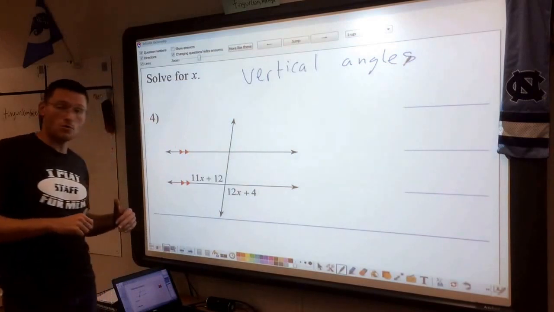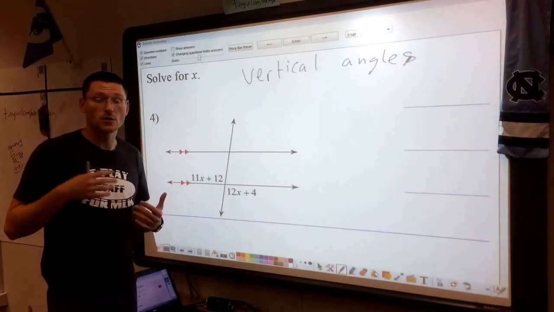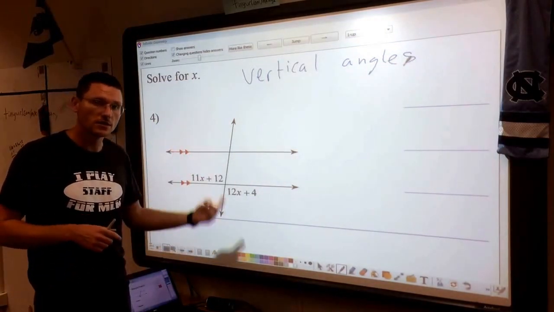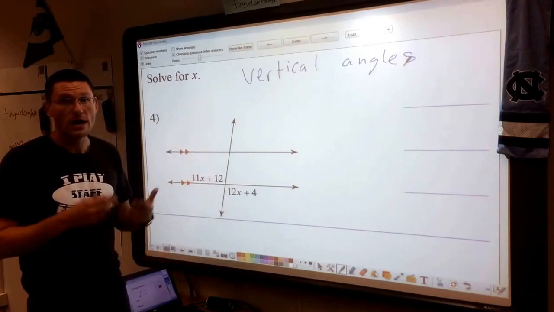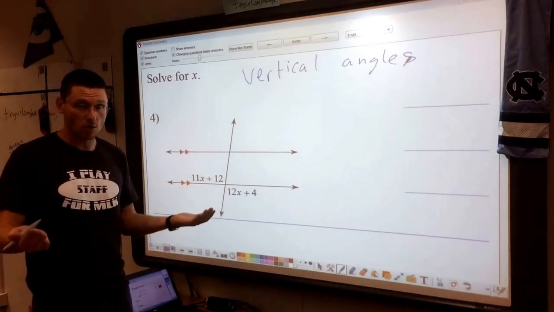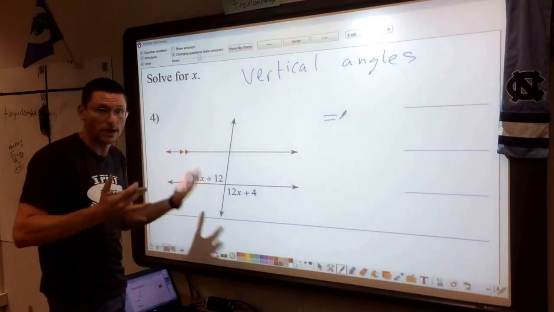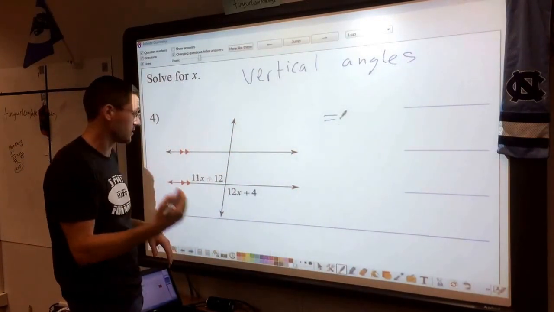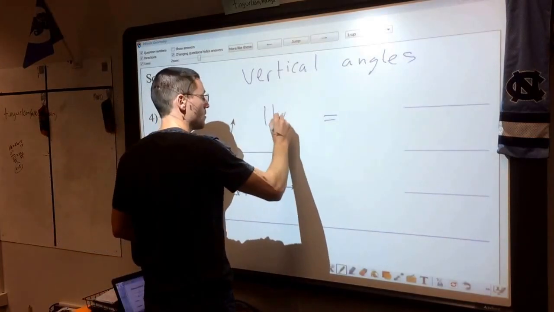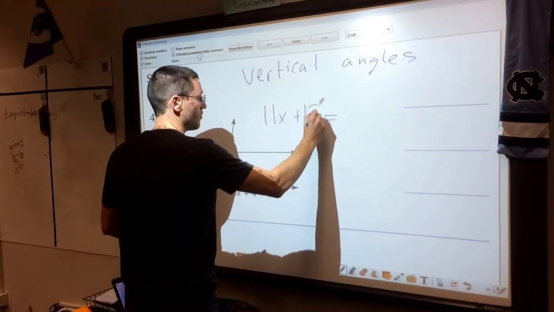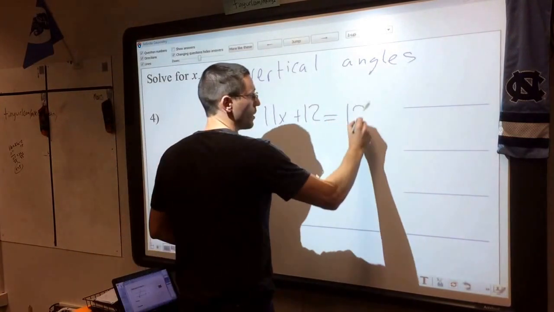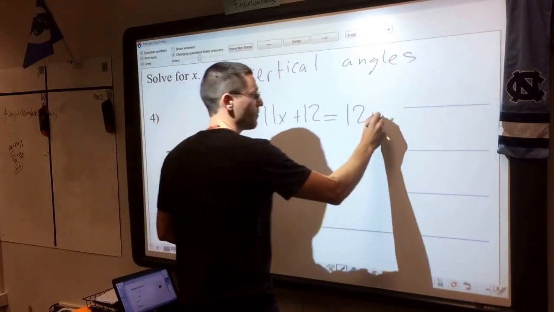And from your notes, you should remember that vertical angles are congruent. So same thing as the last problem and the problem before. If two things are congruent, they're equal. And if they're equal, we can set them equal to each other. They're equal, so we can say that with a number sentence. So we're just going to write 11x plus 12 is equal to 12x plus 4.